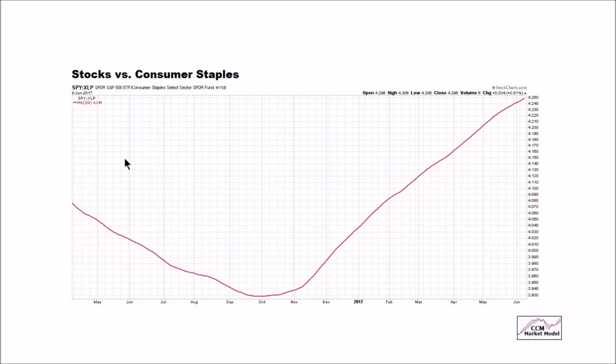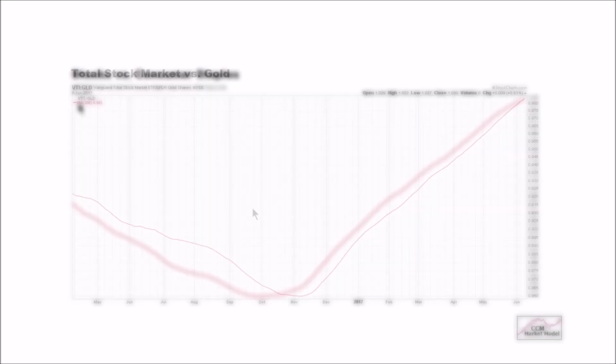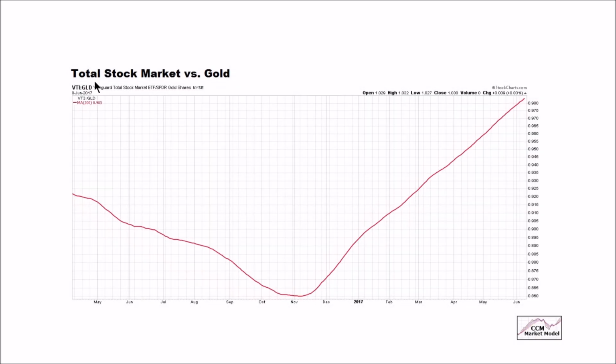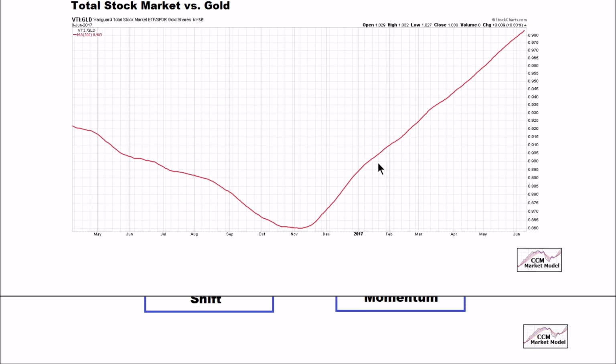If large institutional managers were starting to get seriously concerned about the longer-term outlook, we would expect to see capital flows into XLP. Well, right now, XLP, from a trend perspective, this is the 200-day, is clearly remaining a laggard relative to the general market. Similar situation here, the total stock market, June 2017, relative to defensive-oriented gold.